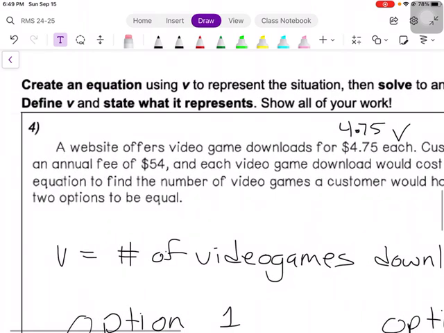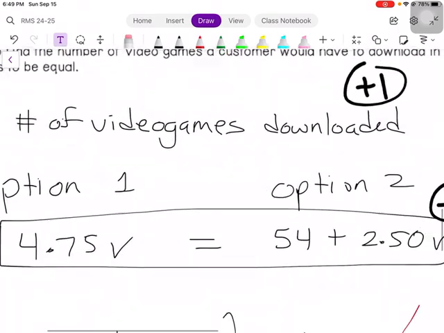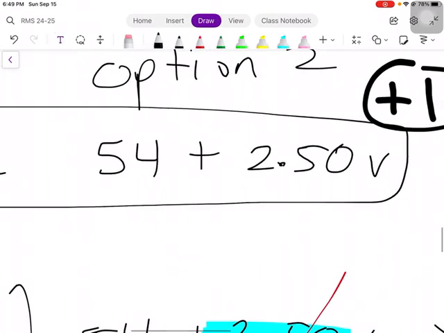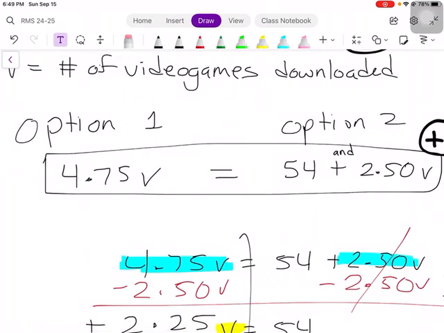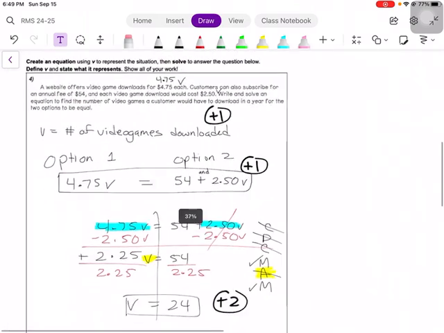Anytime you see and, that you're paying a fee and you're doing downloads, that means you're going to be adding. So that's why and told us that we're going to be adding these two things together. And then at the end, you just set them equal to each other. You have the 2 options, you set it equal.